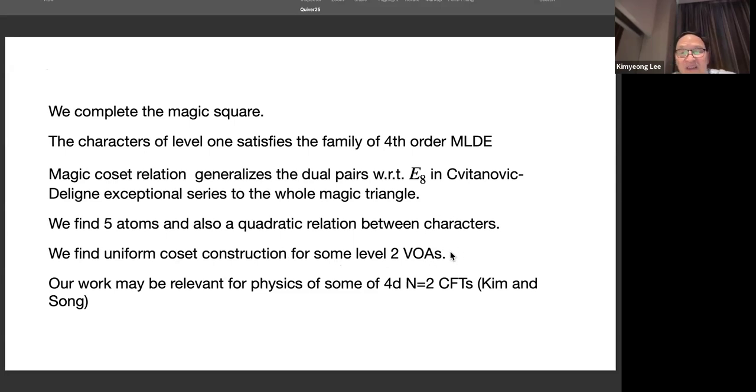Now, okay, this could be a bit academic, but recently E7.5 appeared in physics related to 4D N=2 superconformal field theories, by Hyun Kim and Jaewon Song. And we hope that all of this theory may have some relevance too, especially in non-unitary theories, because these series are related to non-unitary theories, and will be related to some 4D N=2 conformal field theories. Thank you.